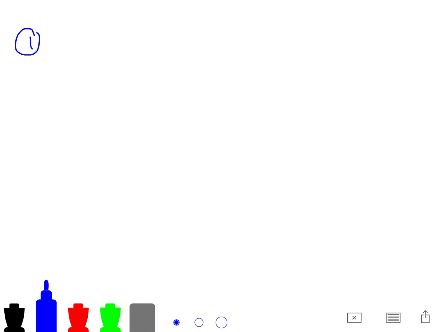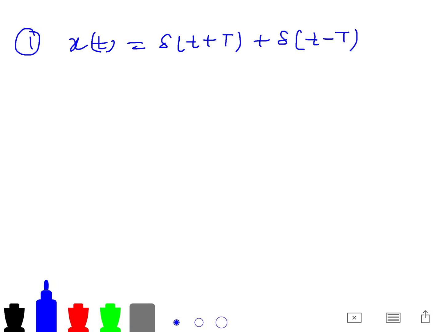In this video, we are going to discuss various examples based on the properties of ROC. So consider the first example. In this example, let us suppose x(t) is equal to delta(t + T) plus delta(t - T). For this you have to find the Laplace transform using the Laplace transform properties.